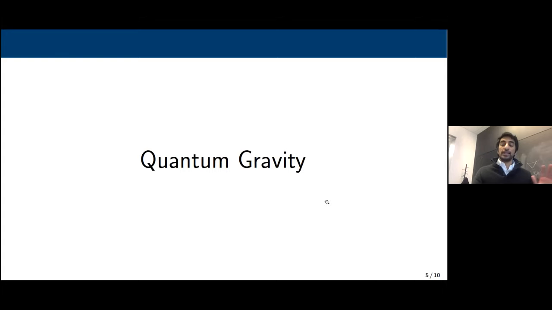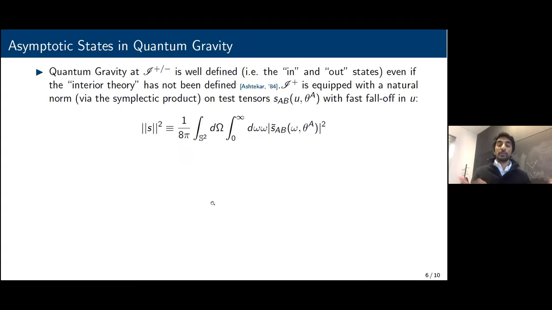Okay. So now that we have a sufficient understanding of the memory effect, we can see its implications in the quantum theory. So what do I mean by quantum gravity? Well, quantum gravity at Scri is perfectly well defined, even if the interior theory has not been defined. The idea is that one can construct the kinematic space, or the in and out states at Scri, without making reference to any particular interior theory. And that's all I'll be doing in this talk, discussing the kinematic space.